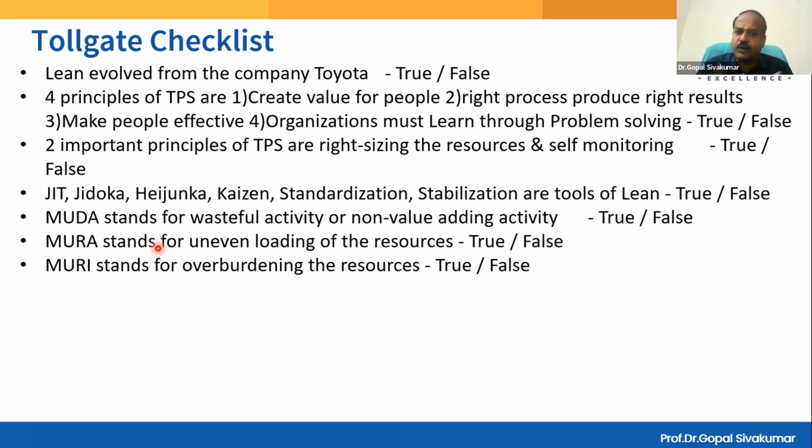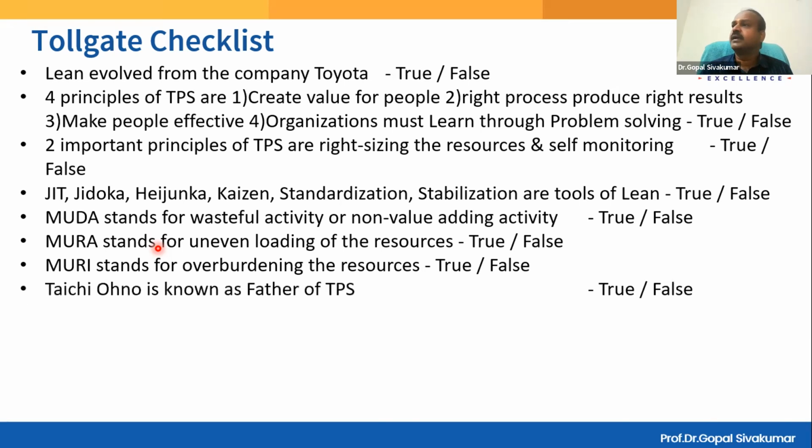If you overload a staff member, he will be under stress. Am I right? If you overload a machine, do you think the machine will also be under stress? The machine will depreciate quickly. So all the three you must try to eliminate. At least minimize to the best of your efforts. Try to minimize, right? That is Muda, Mura, and Muri.